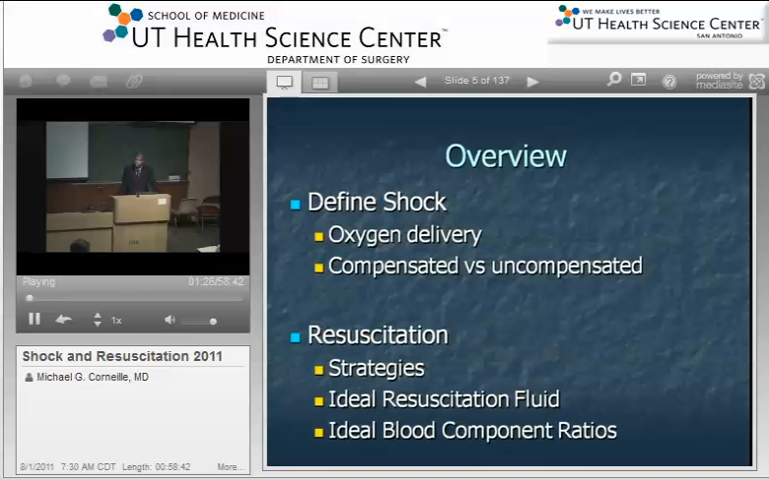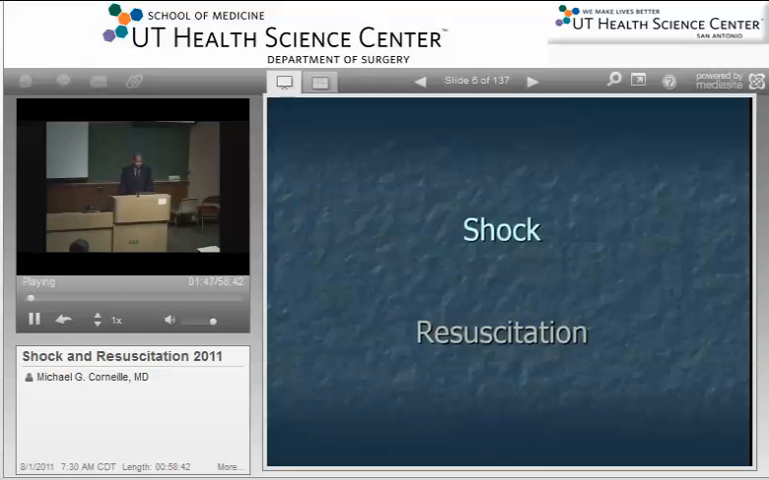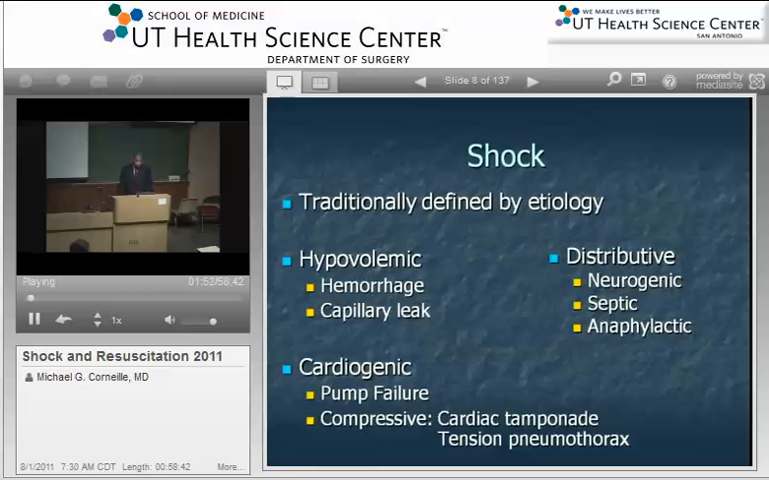Start by talking about shock. Spend about the first 20-30 minutes talking about oxygen delivery, and then talk about resuscitation and strategies for resuscitation, what's the ideal resuscitation fluid, and talk a little bit about blood component ratios, since this talk on resuscitation wouldn't really be complete without that. So we'll start by talking about shock. And some of these slides are ones that some of you have seen before, but not everyone.